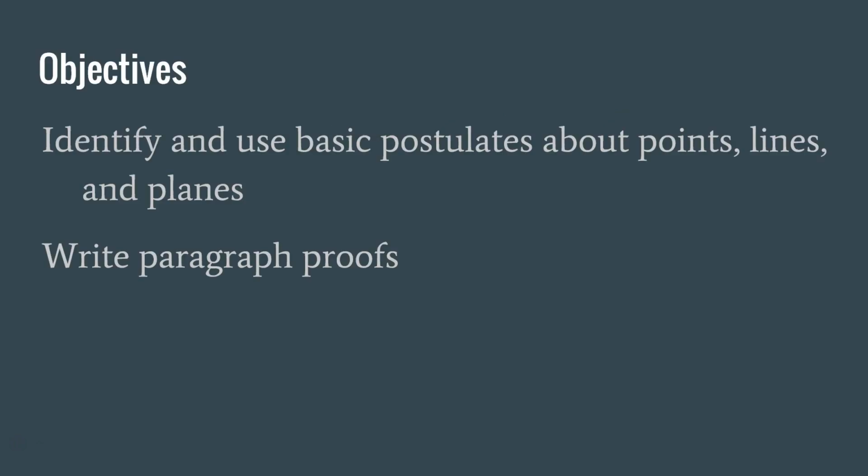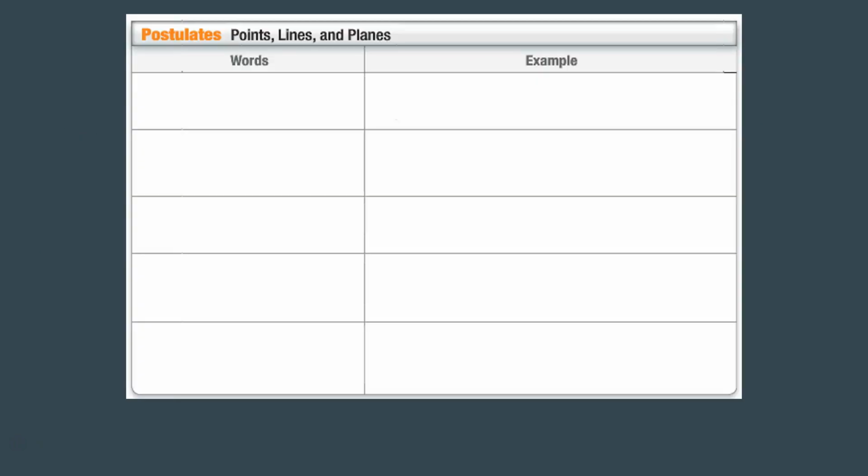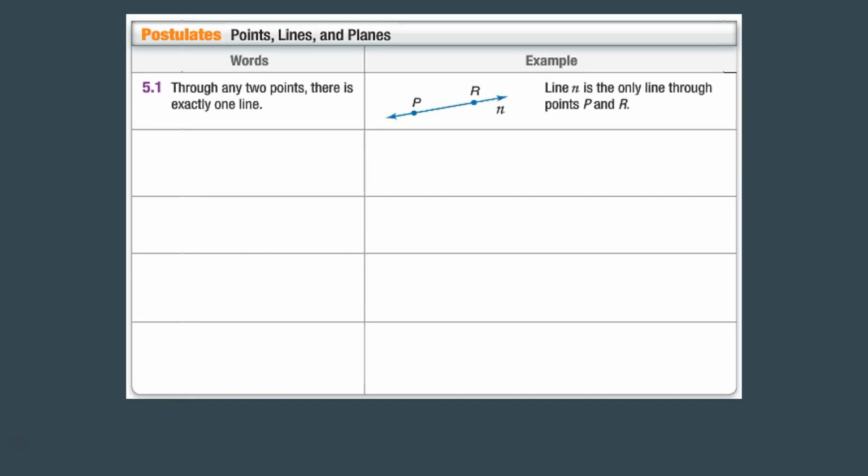Here are the objectives. Make sure you write them down in your notes. Alright, so let's go over a couple of the different postulates and just definitions in general. So our first one is 5.1. Through any 2 points, there is exactly one line.